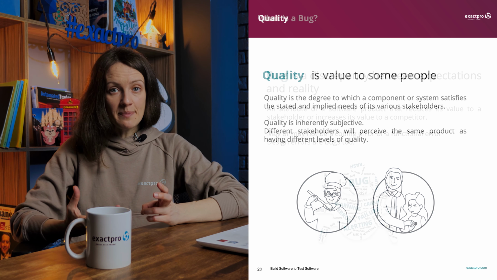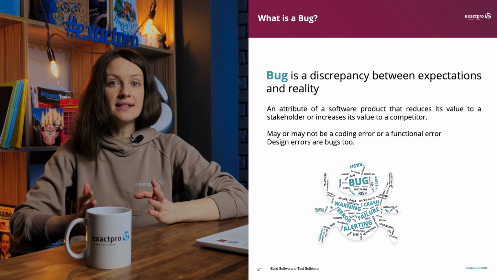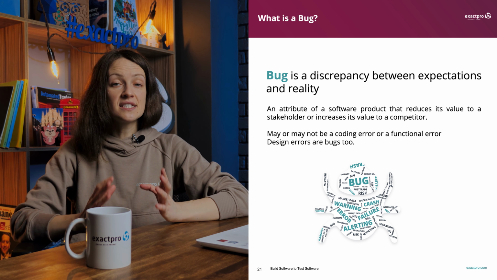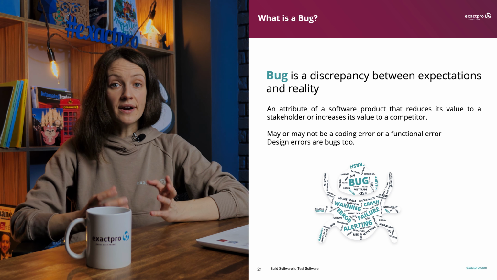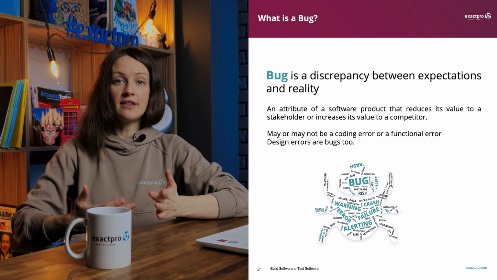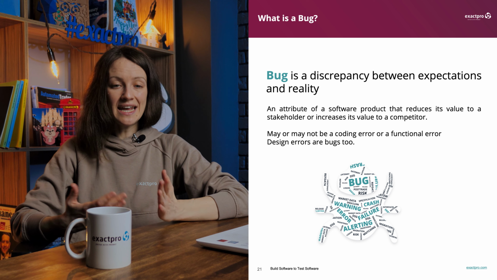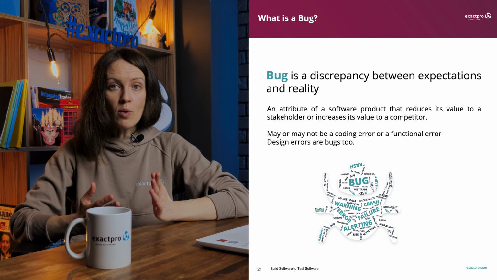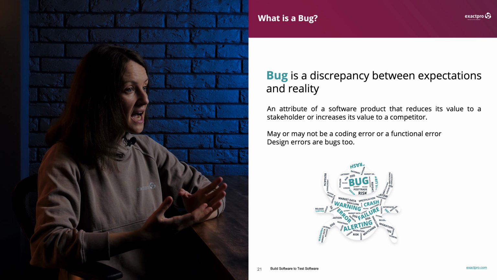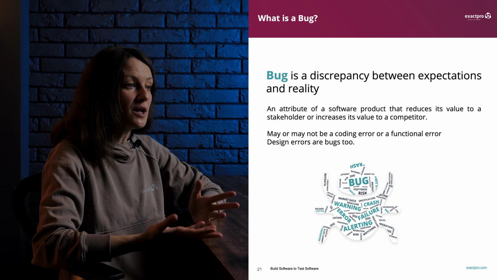A bug is a discrepancy between expectations and reality. It's an attribute of a software product that reduces its value to the stakeholders or increases its value to, let's say, their competitors, who are more interested in it failing. A bug may or may not be a coding error or a functional error. Design and requirement errors are bugs as well.